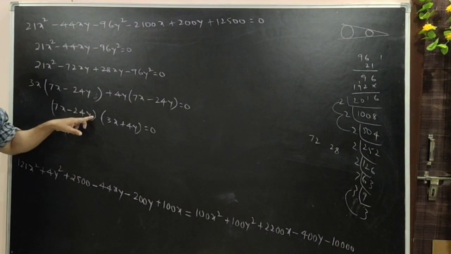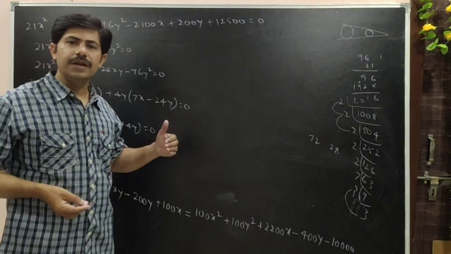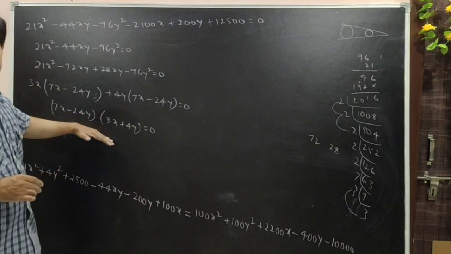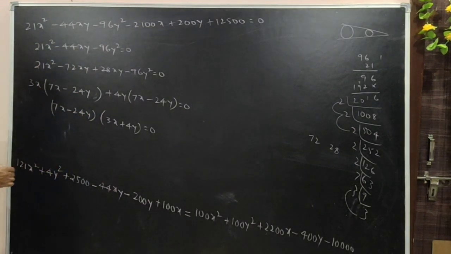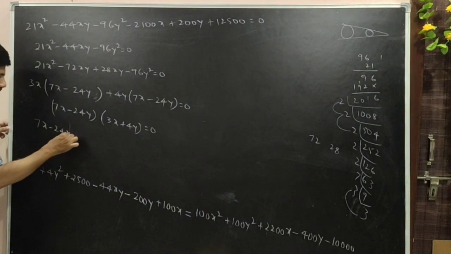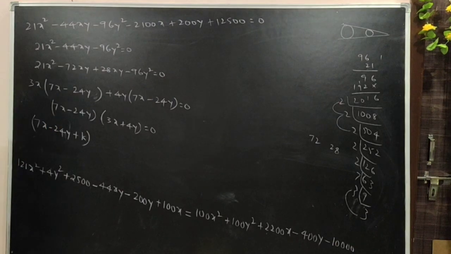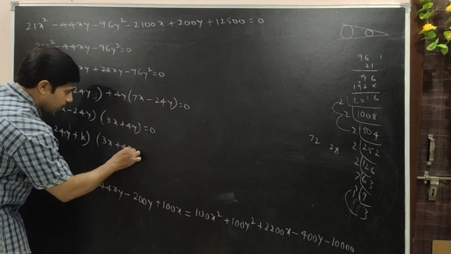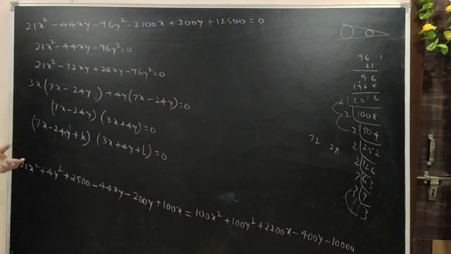So what I wanted to tell is, in 7x minus 24y and 3x plus 4y, some constant is there, but we didn't get it. Why we didn't get? We took only the second degree terms, that's why we are not getting the constants. To get the constants, we assume 7x minus 24y plus some constant k, and in the second case also we'll get a constant. Those constants I am assuming as k and l.